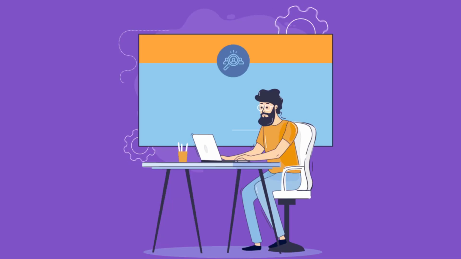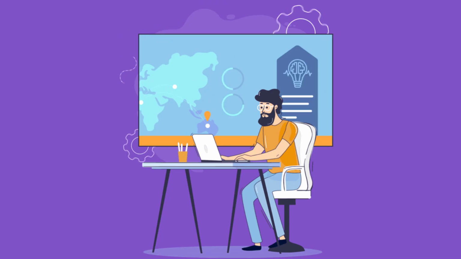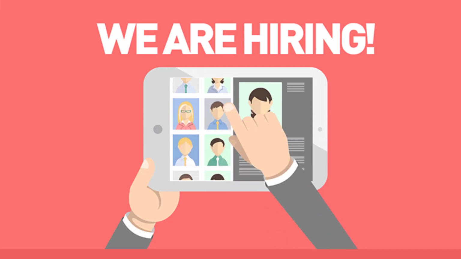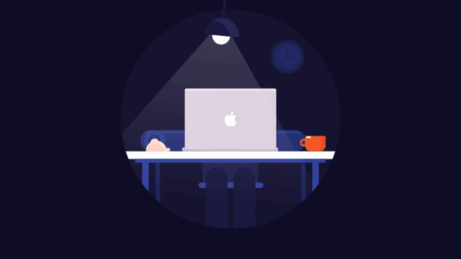Let us understand the concept first before we get into a practical and relatable example. The need for recruitment or selection arises when there is an empty position in an organization, often referred to as a vacancy. It can also be based on several other factors. Recruitment refers to the process of finding the possible candidates for a job or function. On the other hand, selection is the process used to identify and hire individuals or groups of individuals to fill the vacancies within the organization. That pretty much explains everything that needs to be.